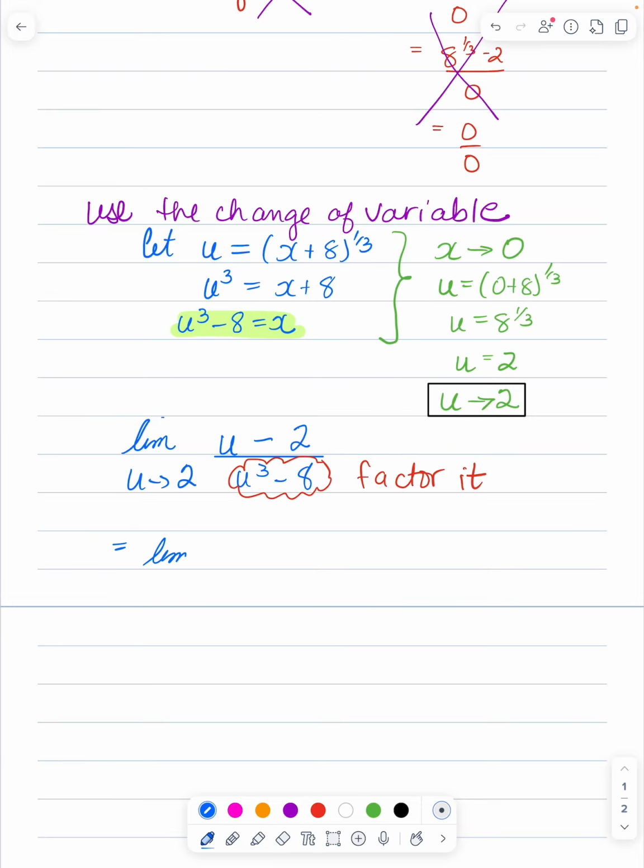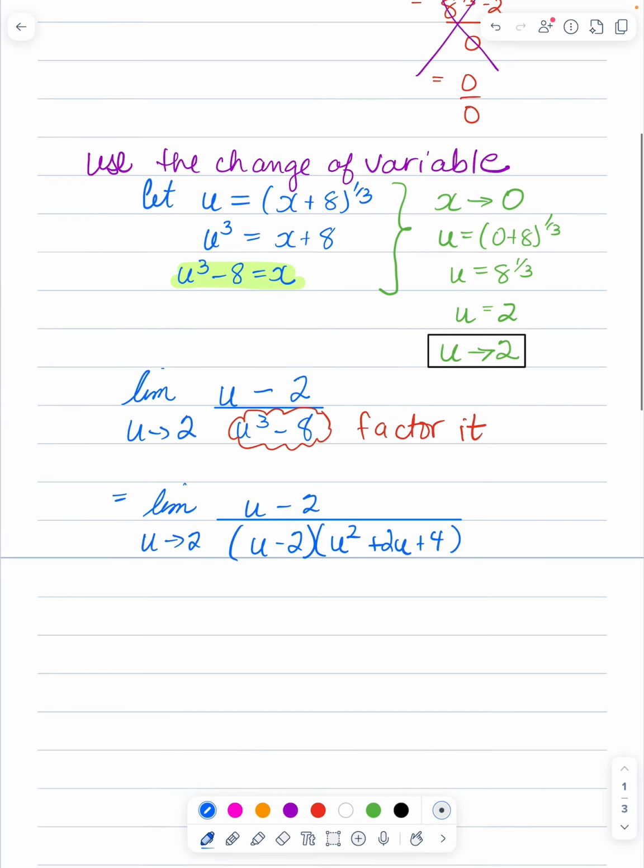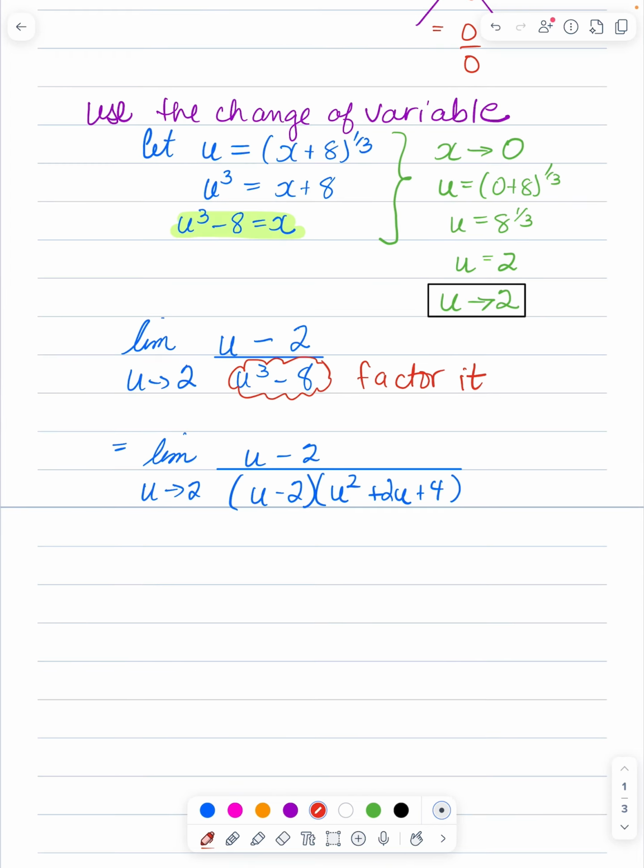Once we factor it, we will still have the limit as u approaches 2, u minus 2 over. And to factor this difference of cubes, in the first brackets, we will have the binomial u minus 2. And then in the second brackets, you'll have u squared plus 4 plus one of these and one of these, 2u. Once we have this, we can see that this and this reduce to 1, and you'll have a 1 in the numerator.